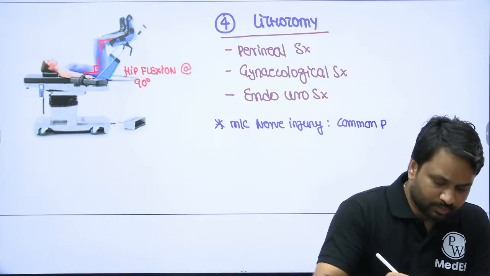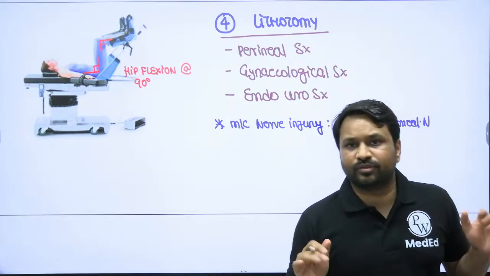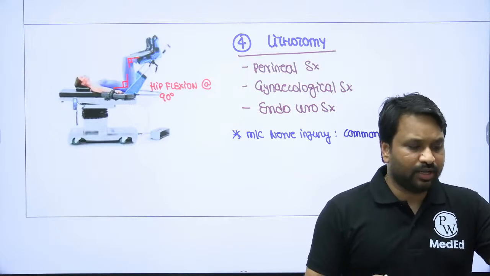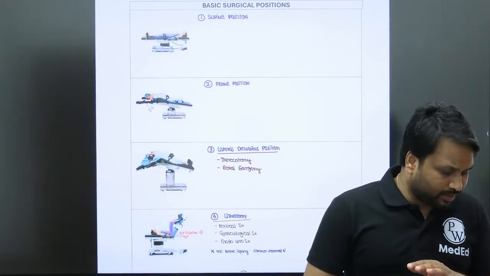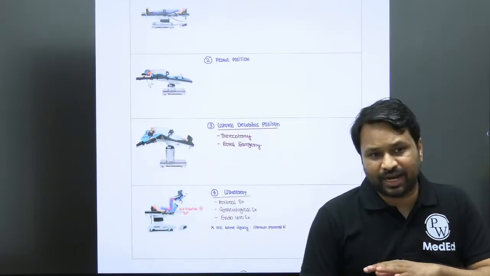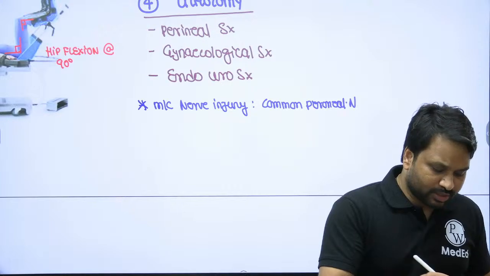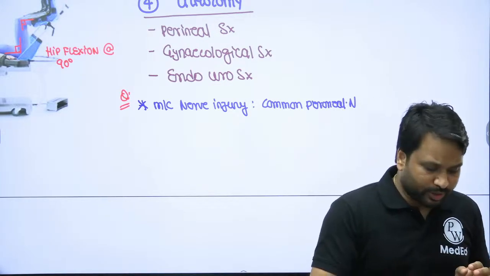It is a common peroneal nerve. Got it? Okay. So this is about your lithotomy position, right? Then you have certain variations. The standard ones are these four: the supine, the prone, the lateral decubitus, and the lithotomy position. The question that was asked is, what is a nerve injury in a lithotomy position? We all know it is a common peroneal nerve injury that is going to occur.